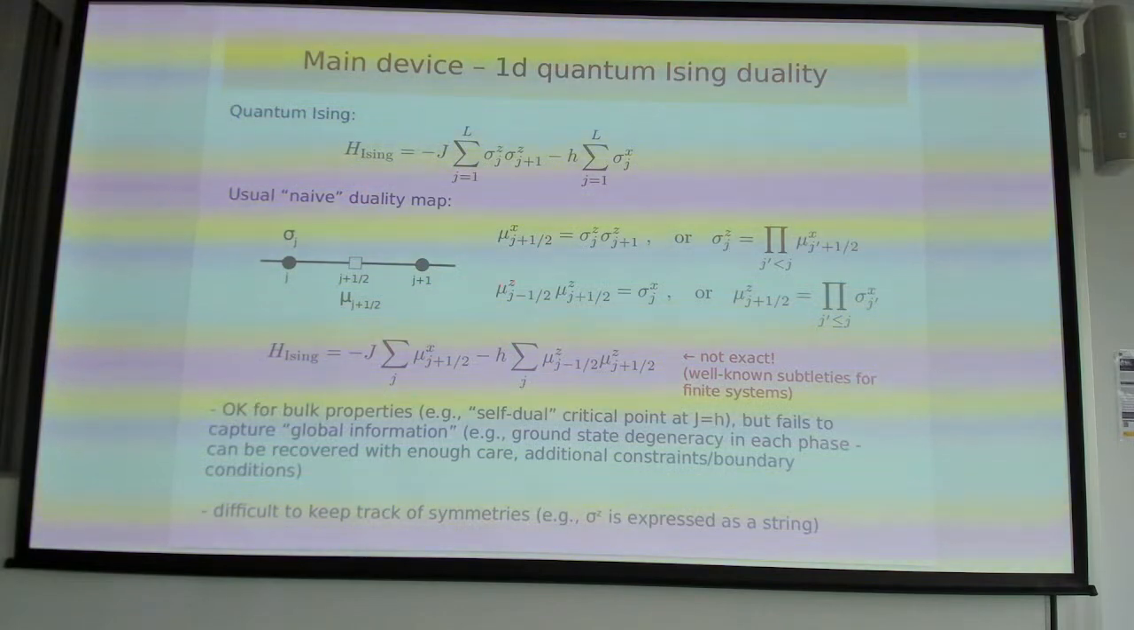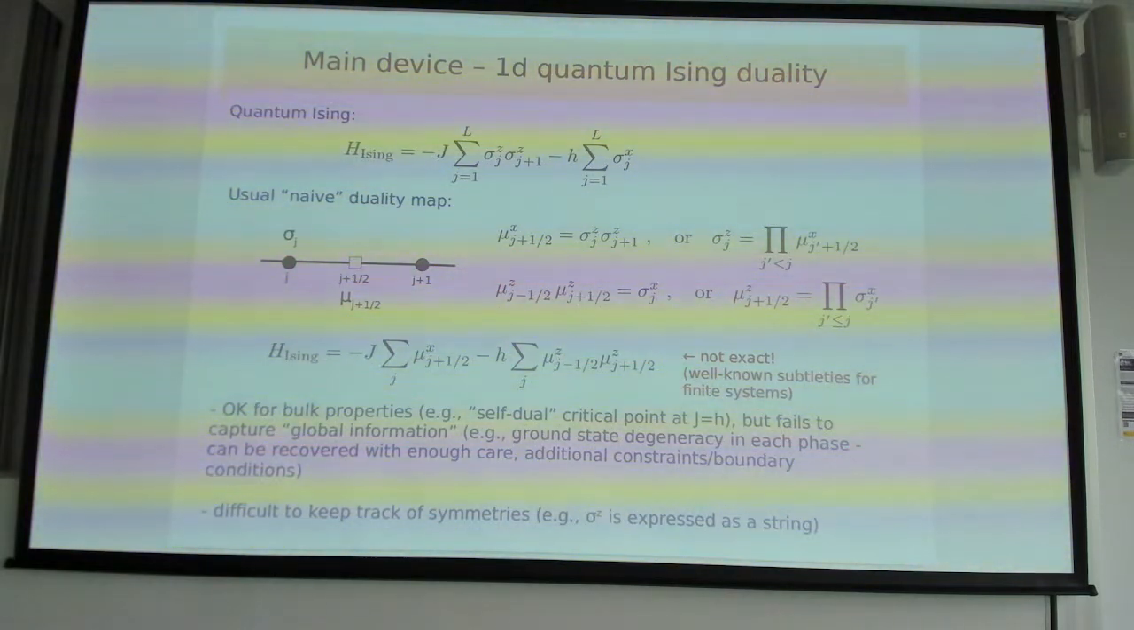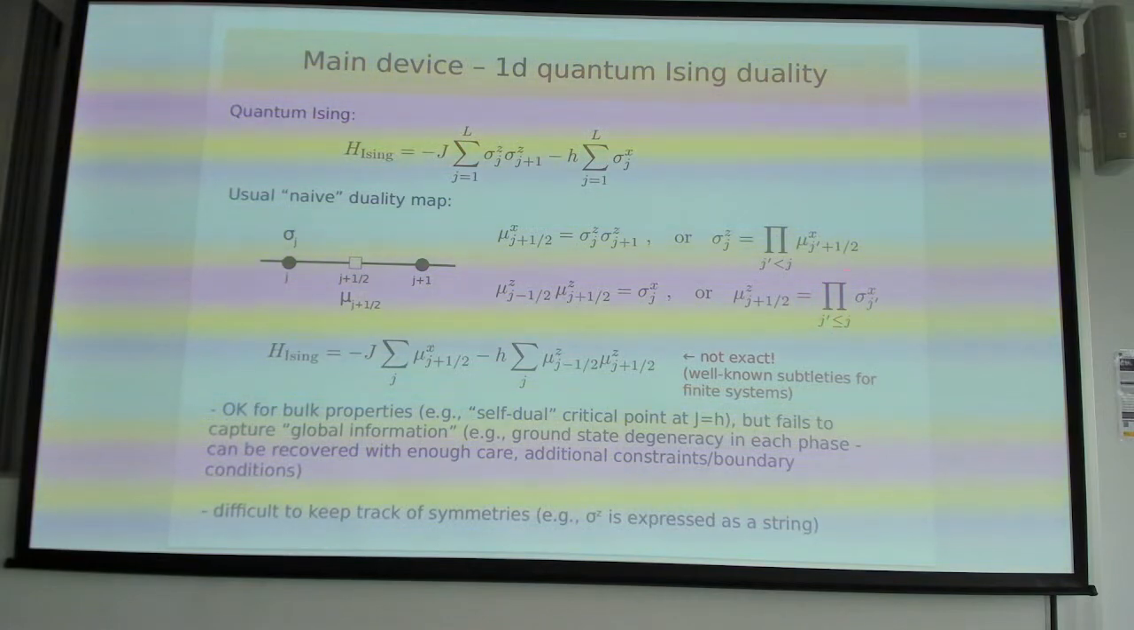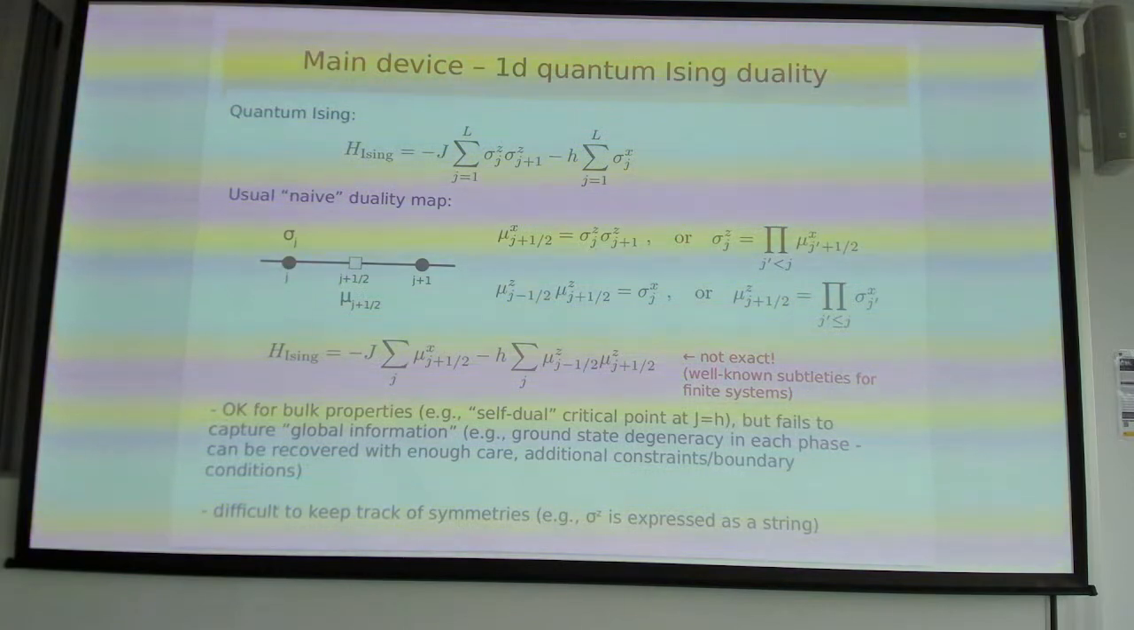To express mu z in terms of sigmas, we usually say we run a string from one end, a string of sigma x. So it's some non-local transformation. And then under this duality, what was the z interaction becomes the transverse field, and what was the transverse field becomes the interaction of these degrees of freedom. This is very nice and fine for bulk properties. For example, you can immediately suspect that J equal H is special and likely the critical point, because the theory is then exactly self-dual.